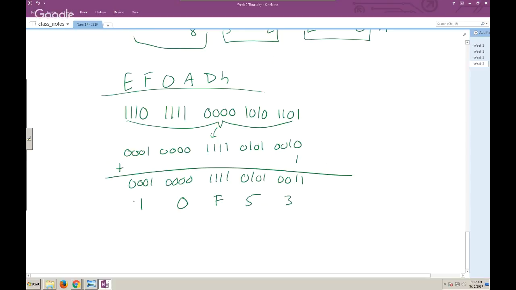Now what is this 1, 0, F, 5, 3? That is the positive, right? So it's the absolute value of the number, because we've just removed the sign out. So it's the equivalent of that absolute value. So same process, right? Okay, let's multiply this out.